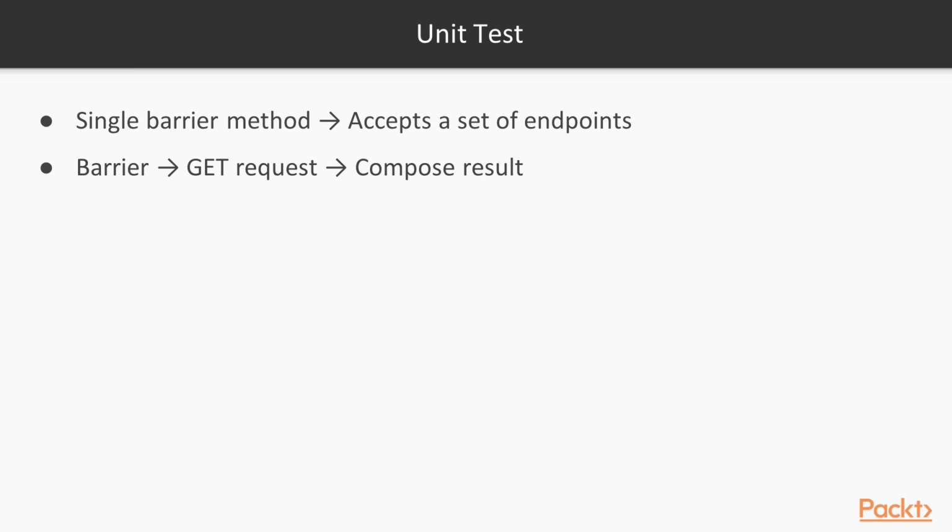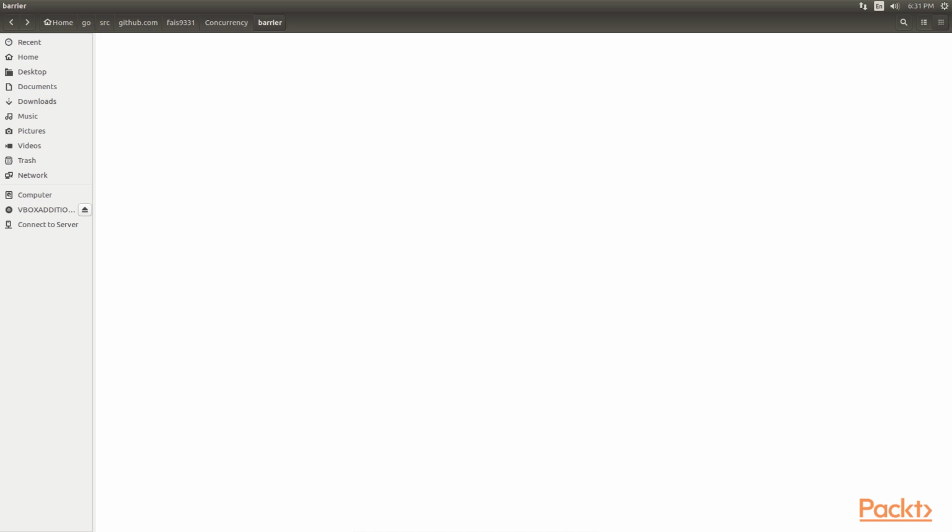To write unit or integration tests for concurrent designs can sometimes be tricky, but this won't stop us from writing our awesome unit tests. We'll have a single barrier method that accepts a set of endpoints defined as a string type. The barrier will make a GET request to each endpoint and compose the results before printing it out. In this case, we'll write three integration tests to simplify our code so we don't need to generate mock responses.